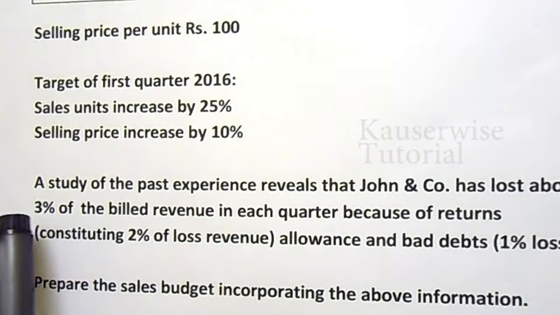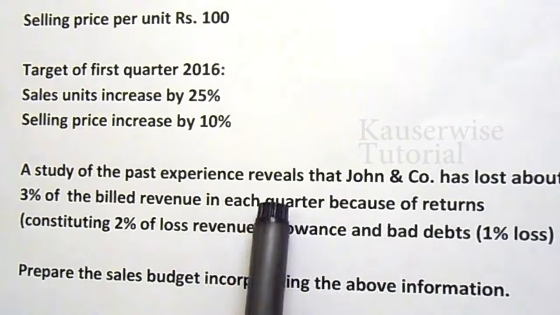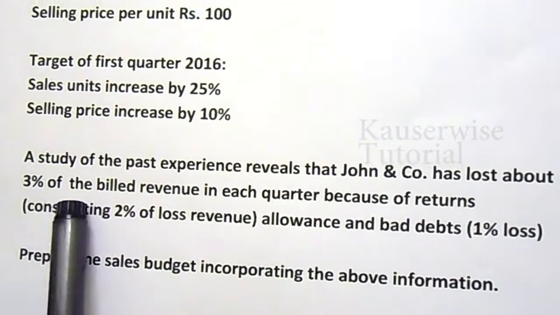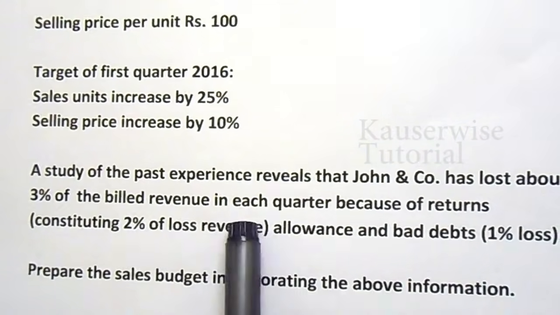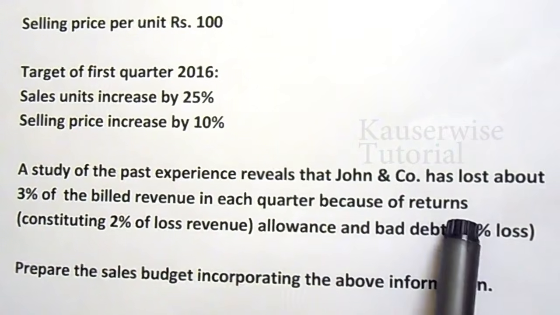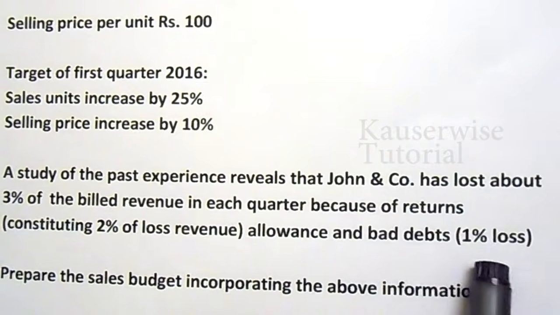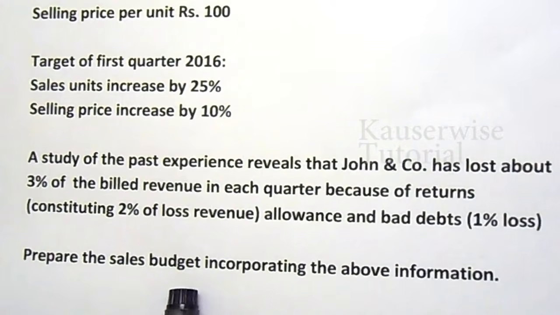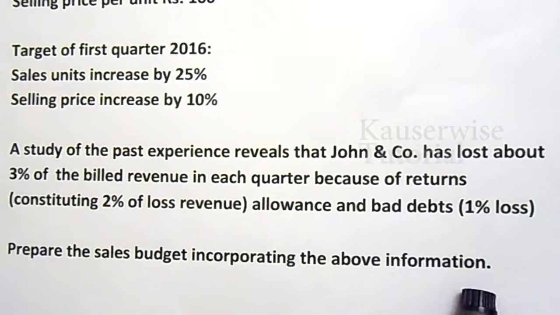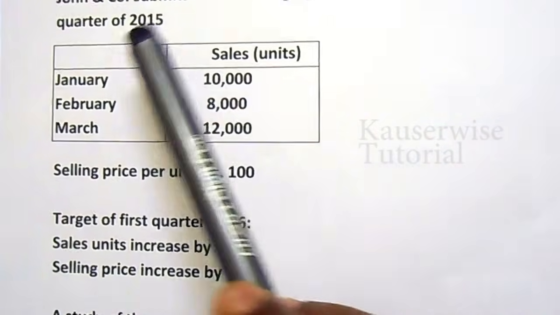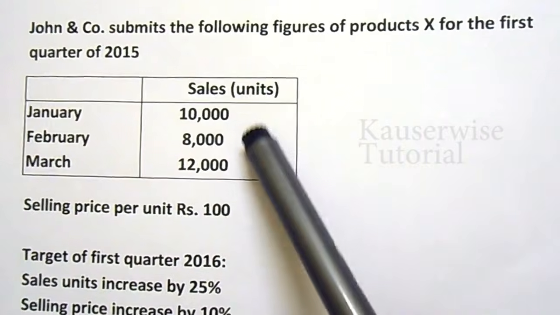And additional information: a study of past experience reveals that John and company has lost about 3% of billed revenue in each quarter because of returns, that is 2% of lost revenue, and allowances and bad debts 1%. Prepare the sales budget incorporating the above information. So this is the information. This one is last year, that is, 2015 first quarter information is given.